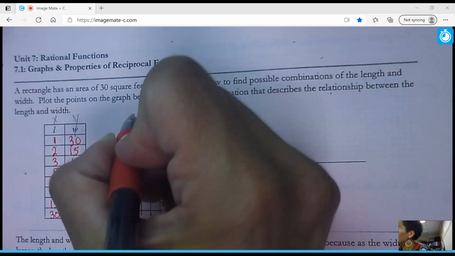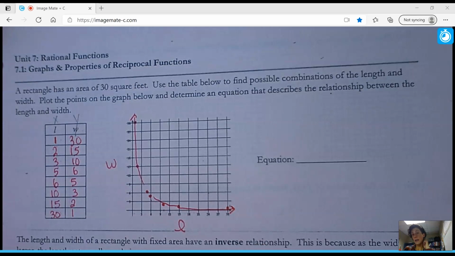because this looks really similar to our, what's the word I'm talking about? Our exponential and our log functions.